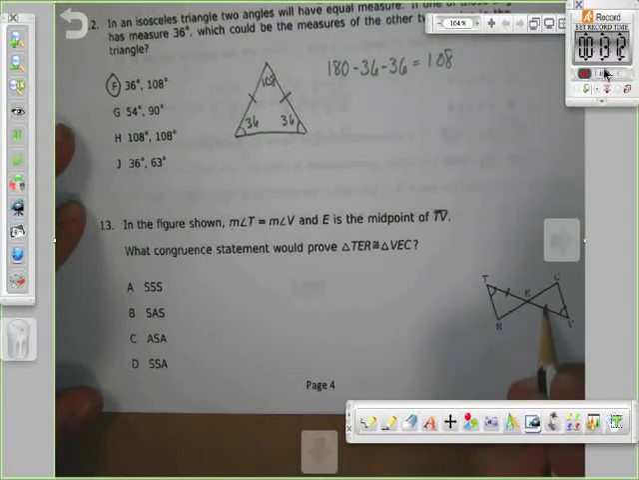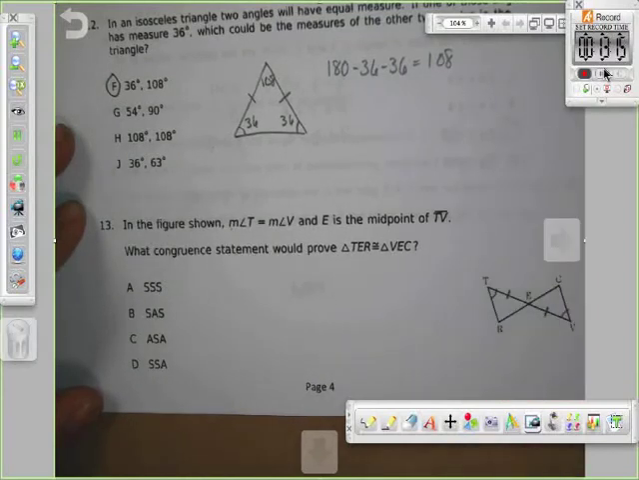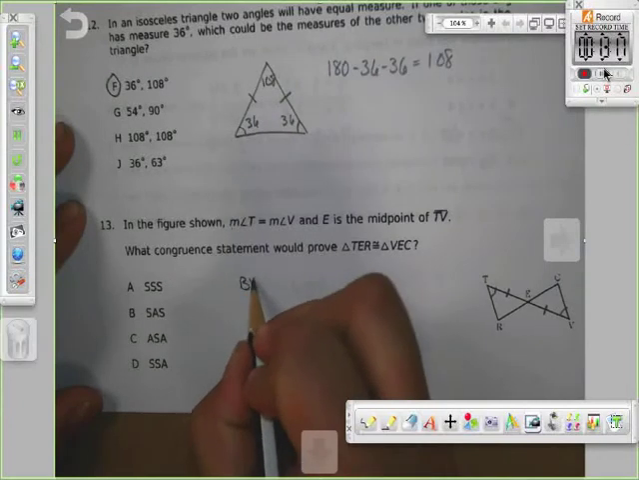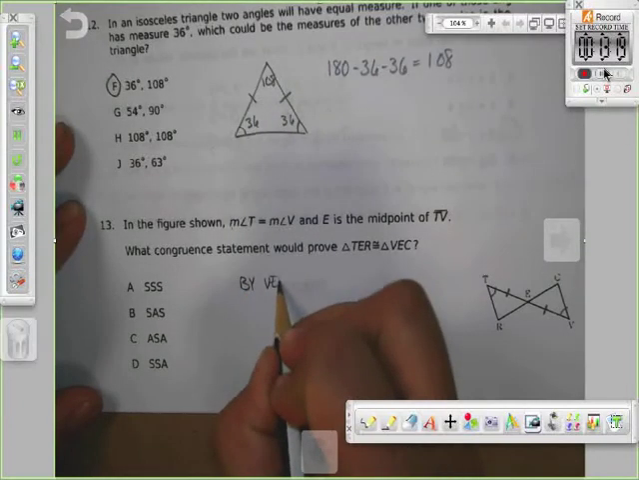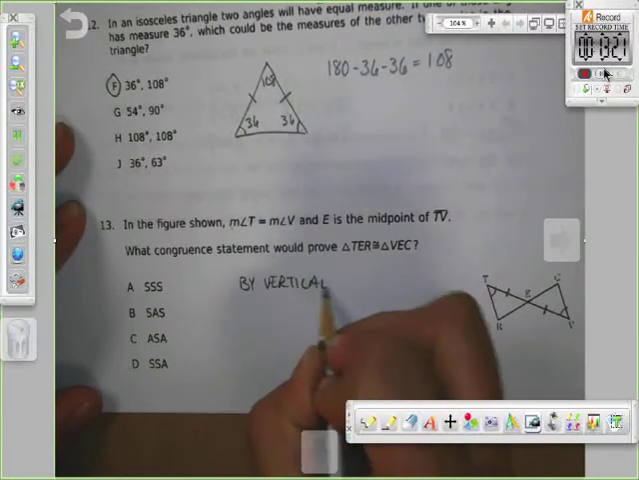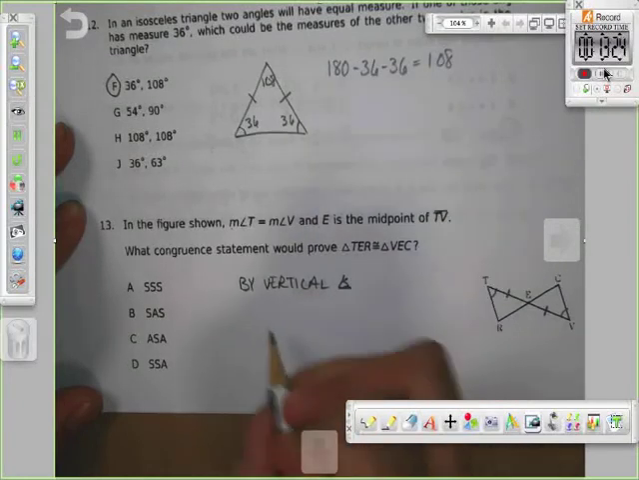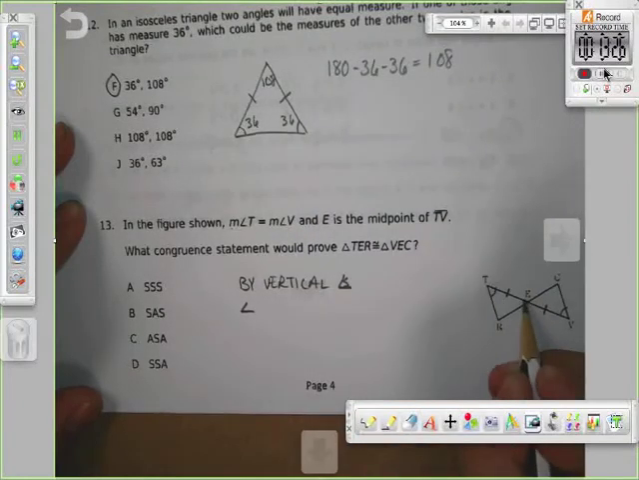It says, in the figure shown, the measure of angle T is congruent to the measure of angle V, and E is the midpoint of TV. Well, I also know another thing by vertical angles.